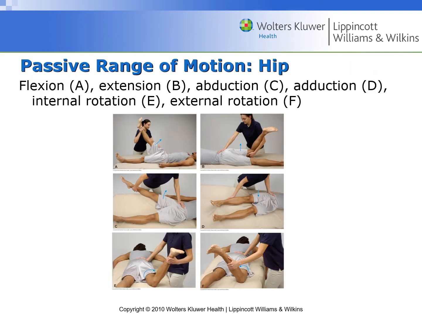And now let's look at the illustrations of passive range of motion at the hip. Illustration A shows passive flexion. Illustration B shows passive extension. C, passive abduction. And D, passive adduction. E demonstrates passive internal rotation, while F demonstrates passive external rotation.